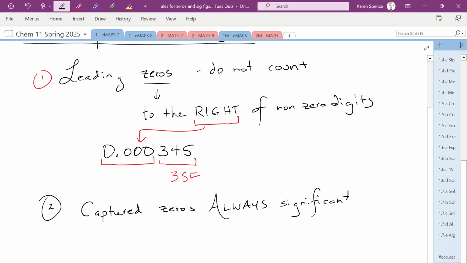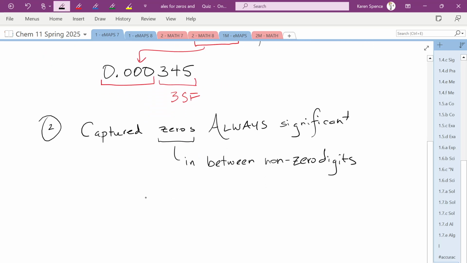Okay, so captured zeros, those are zeros in the middle, in between non-zero digits. So we have 0.0040008.